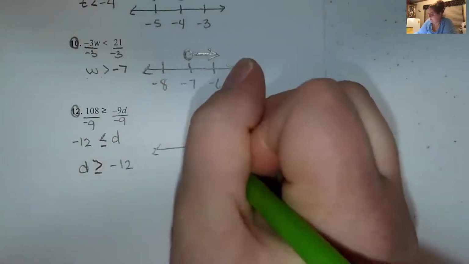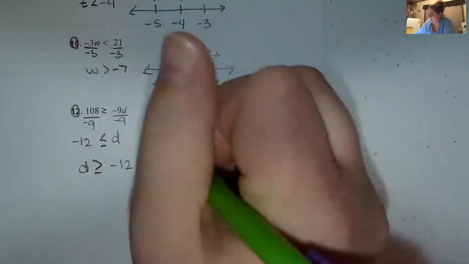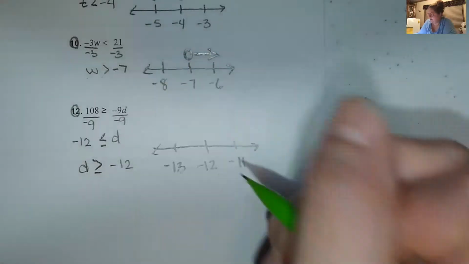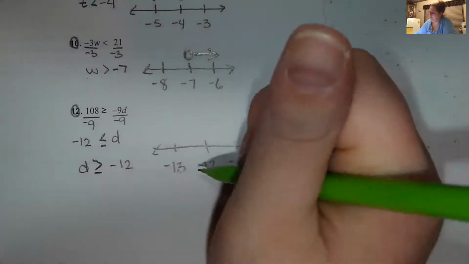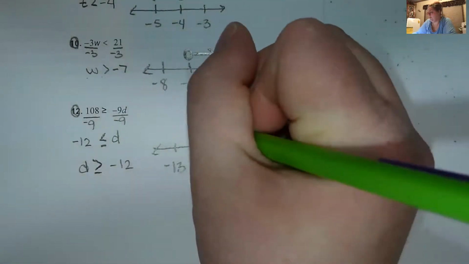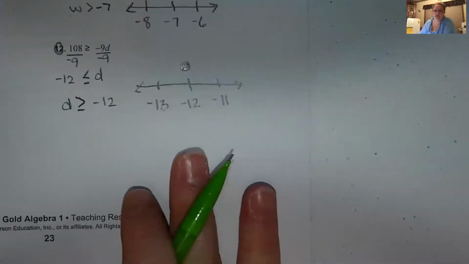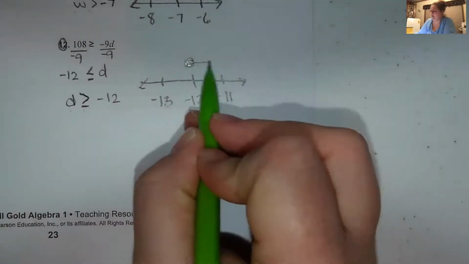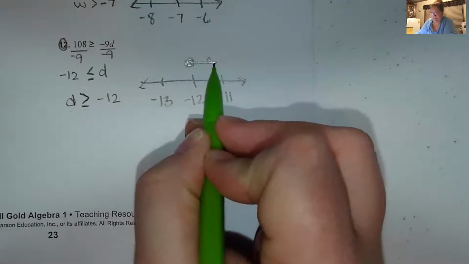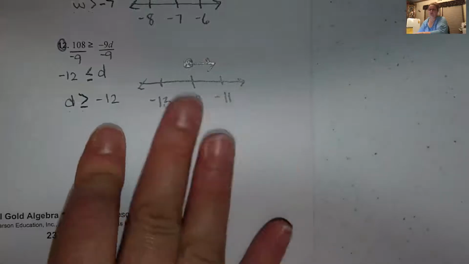So we're going to put negative 12 in the middle. 1 higher than that is negative 11. 1 lower, negative 13. Open or closed circle at negative 12? Closed, because it's or equal to. So that should be a nice filled-in dot. Okay, it says d is greater than. Greater than is to the right. Okay, so you have a column that you have to finish on that side on your own.